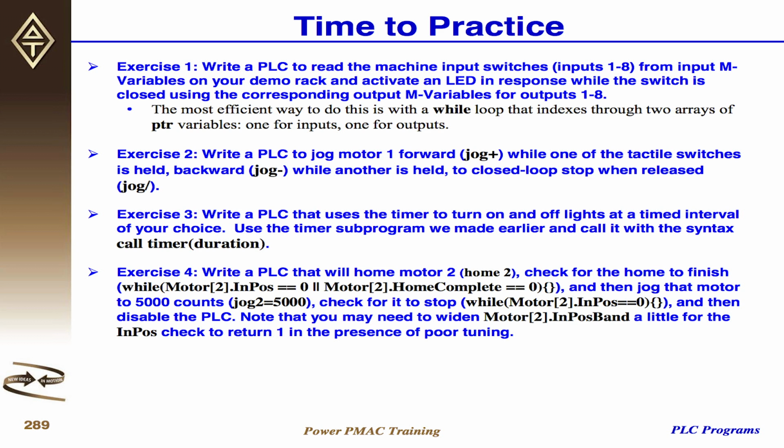Once it's homed, you want to jog that motor to 5,000 counts, wait for the jog to finish, and then disable the PLC. And please remember, you may need to modify your in-position band in case your tuning is bad, to make sure that the in-position bit will actually go to 1. If you have any amount of integral in your servo loop, then you can probably use in-position band equals 0, because the integral would drive the following error to 0, but if you don't have that, you may need to widen the band a little bit.